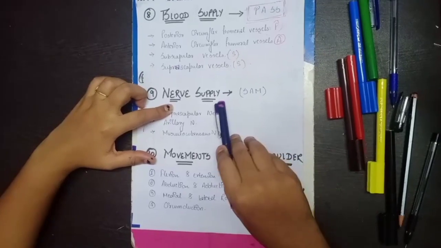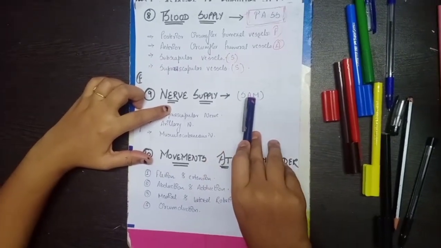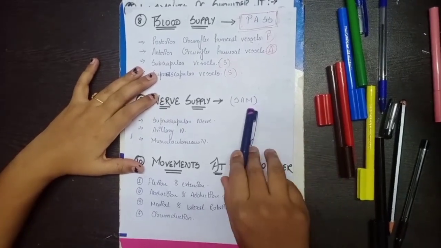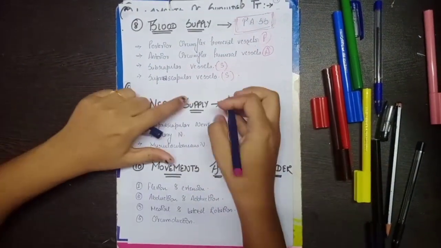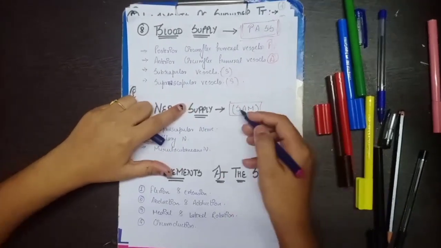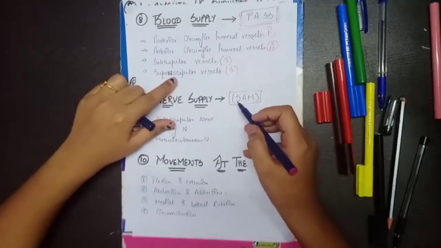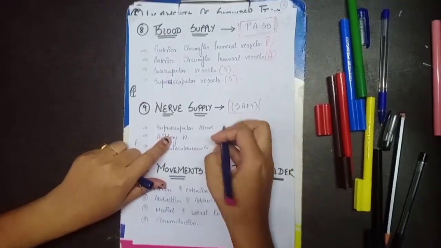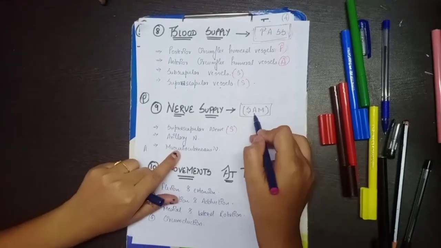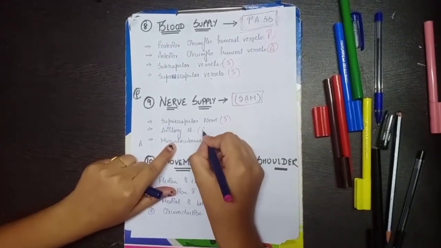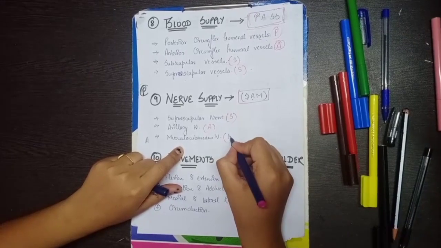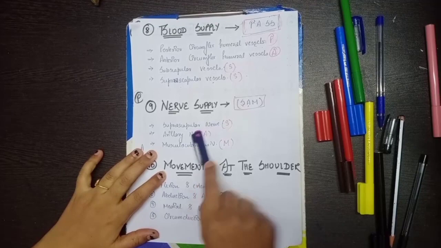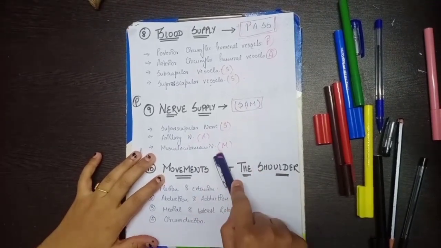And next topic is your nerve supply of the shoulder joint. For that, you just remember a name, Sam, because that was the only thing that came to my mind. So Sam is the mnemonic for nerve supply. One thing that is common in blood supply and nerve supply will be suprascapular. There you had suprascapular vessel. Here for S, you will have suprascapular nerve. Then for A, you will have axillary nerve. And for M, you will have musculocutaneous nerve. Okay, so suprascapular nerve, axillary nerve, musculocutaneous nerve.